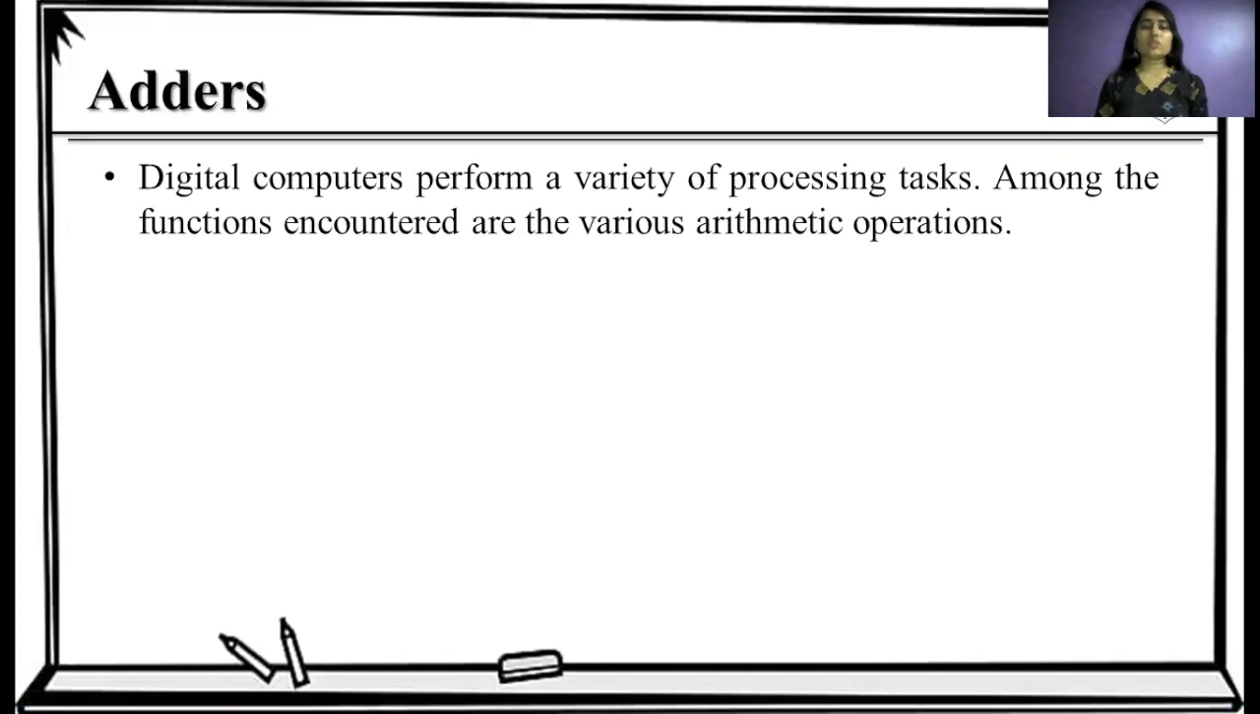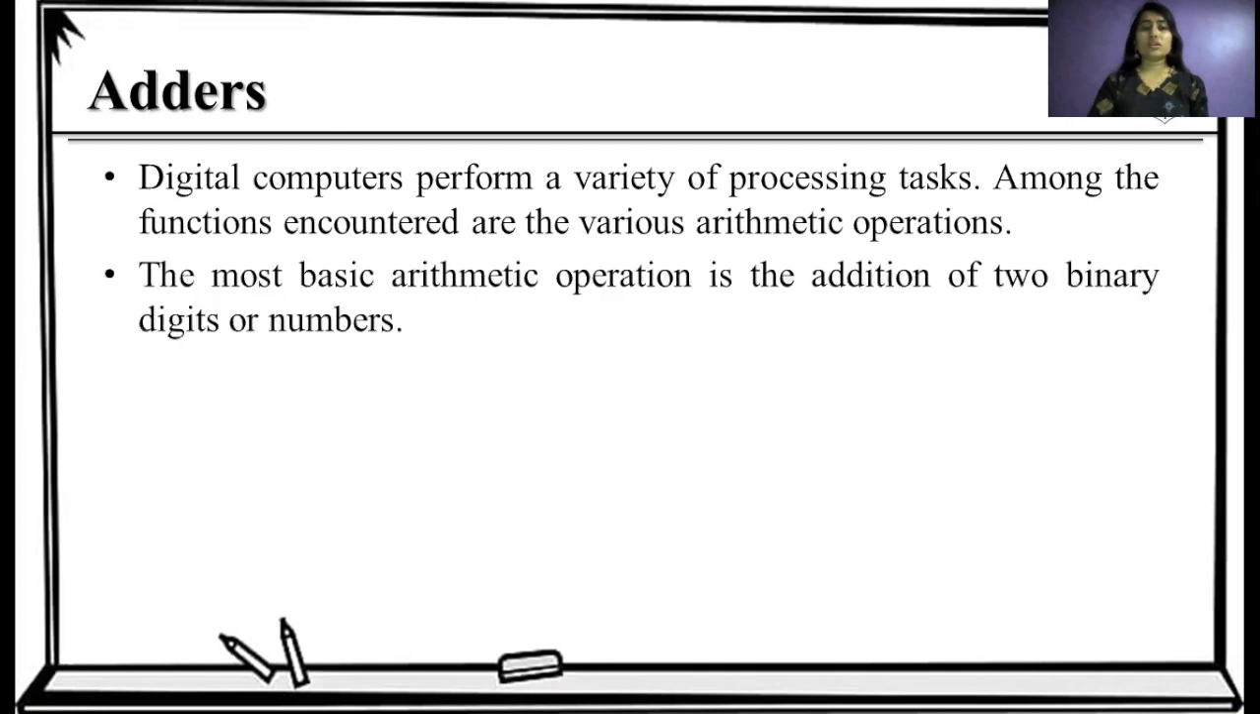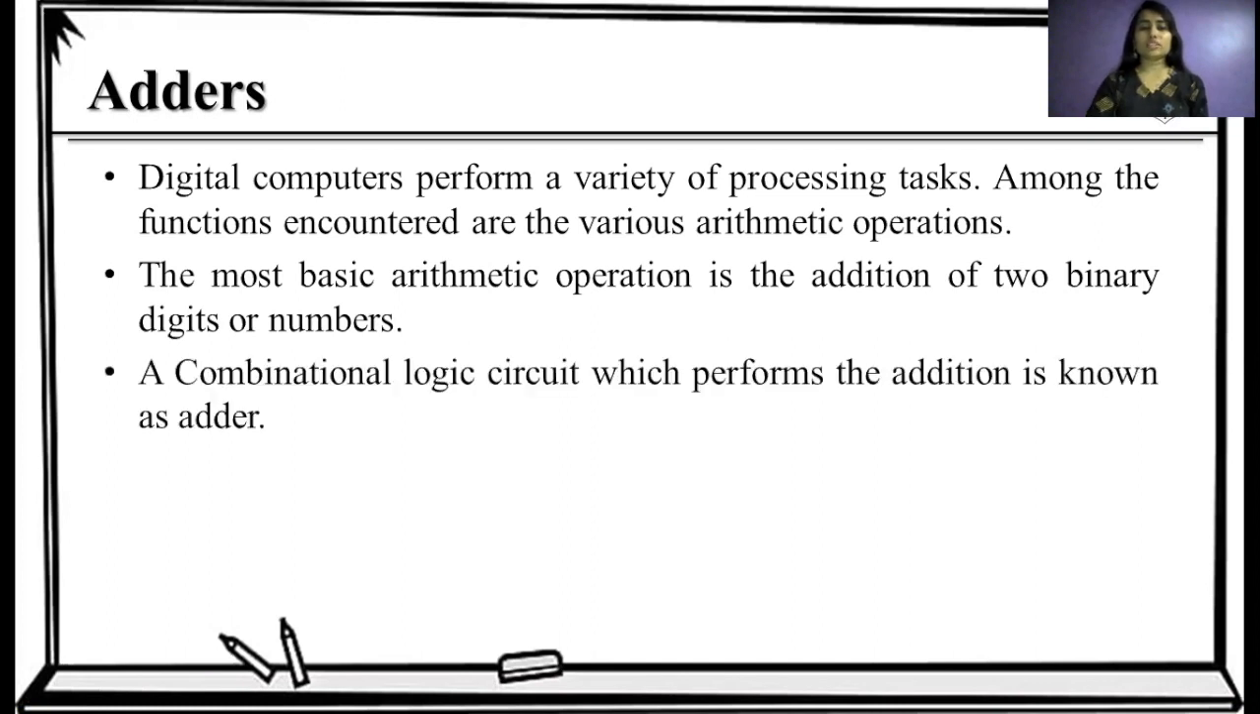Digital computers perform a variety of processing tasks. Among the functions encountered are the various arithmetic operations. The most basic arithmetic operation is the addition of two binary digits or numbers. A combinational logic circuit which performs the addition is known as adder. Here, if any circuit performs addition, this circuit is known as adder circuit.